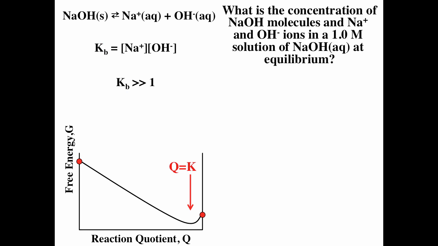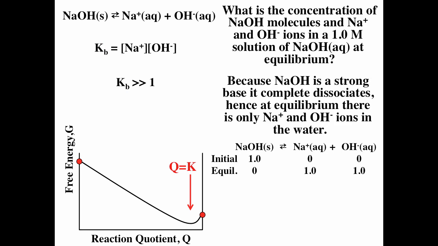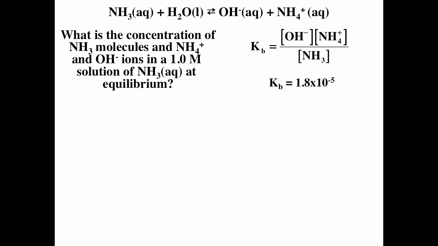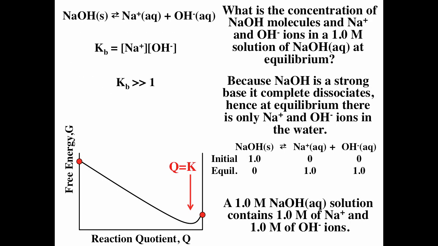Now, if you ask the question, what is the concentration of sodium hydroxide molecules, sodium ions, and hydroxide ions in a 1 molar solution of sodium hydroxide, you have to remember that it's a strong base, so it completely dissociates. And so if we add 1 mole of sodium hydroxide to 1 liter of water, all that breaks apart, and you have 1 mole of sodium ions and 1 mole of hydroxide ions. And so again, it's kind of interesting. In a bottle labeled 1 molar sodium hydroxide, you have no sodium hydroxide molecules. You've got 1 molar sodium ions and 1 molar hydroxide ions. You have to memorize your strong bases so you can recognize that a bottle of 1 molar sodium hydroxide is 1 molar sodium ions and 1 molar hydroxide ions.